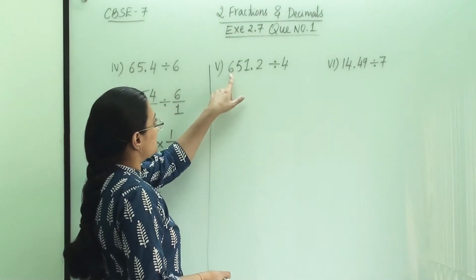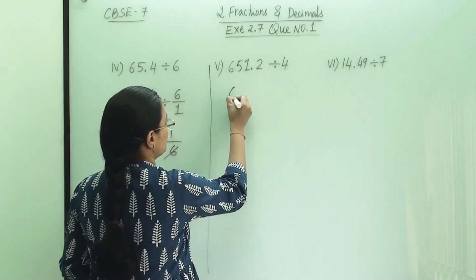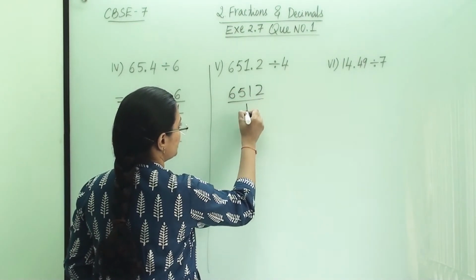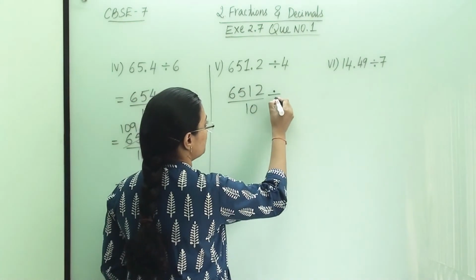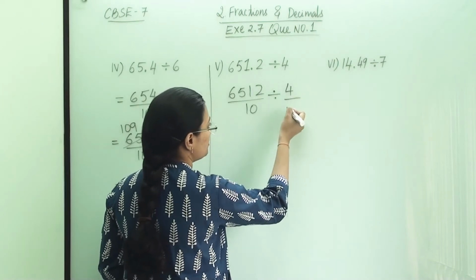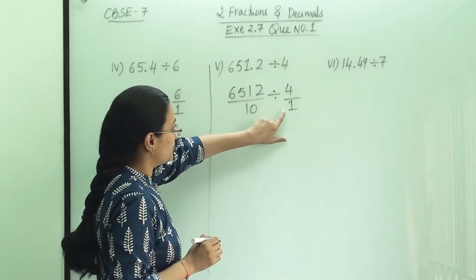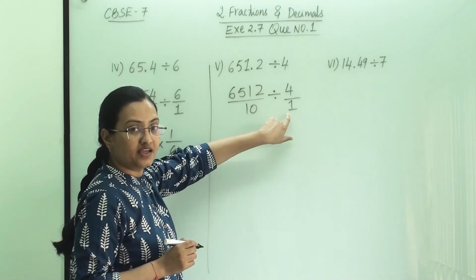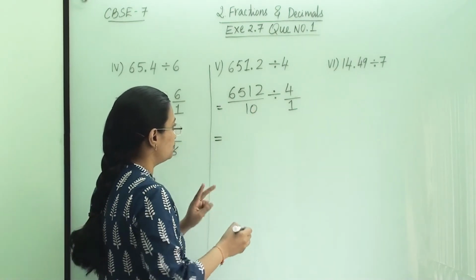Fifth numerical is 651.2 in division 4. So 651 and then 2 in division 10 is there, because after decimal point one number is there. In division 4 and into that division 1 will be there. Into its denominator 1 will be there, because this is a whole number and we can always write 1 in denominators of whole number.